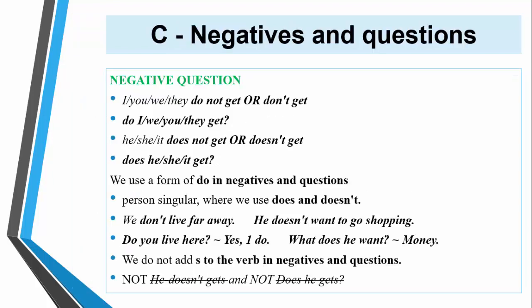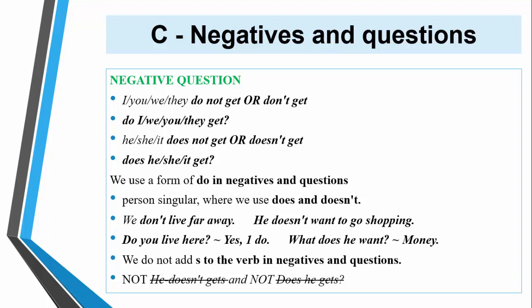Negative and questions. Negatives: I, you, we, they do not get, or don't get. Do I, we, you, they get? He, she, it does not get, or doesn't get. Does he, she, it get? We use a form of do in negatives and questions. The third person singular is where we use does and doesn't.